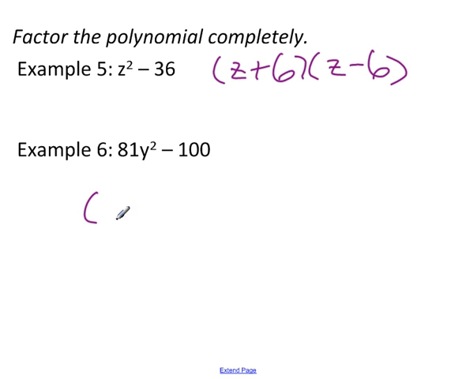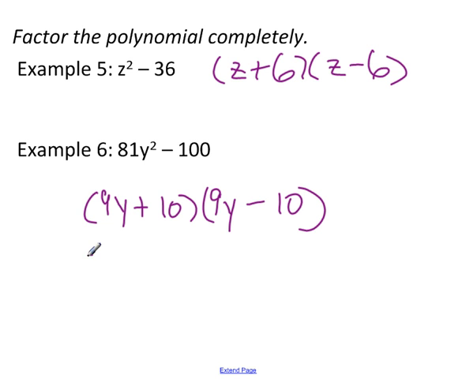Alright, let's take a look at this one. We got our plus and our minus. Here, the 100 might be a little easier to think about with our 10 and our 10. Well, how do we make that 81? Well, it's going to be 9. How do we make a y squared with a y? 9y plus 10, 9y minus 10. Nice and easy. So if you got those patterns from before, it's going to work out okay. If not, then you're going to struggle with factoring these other ways.